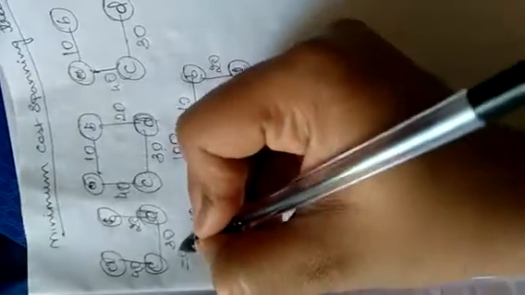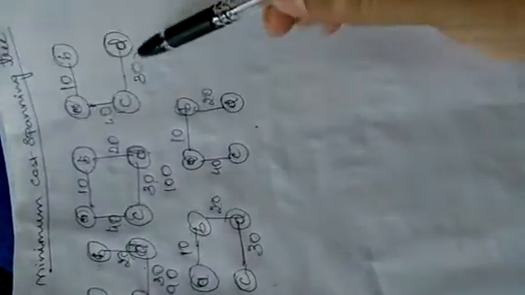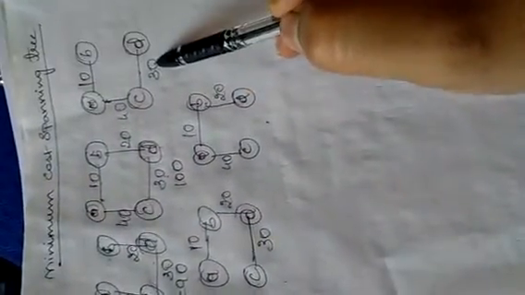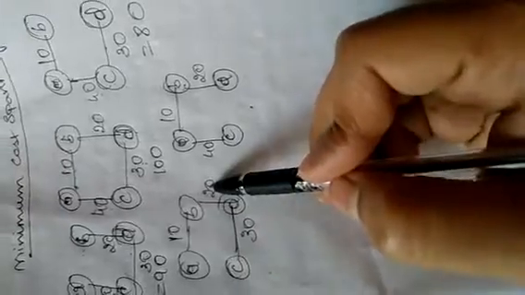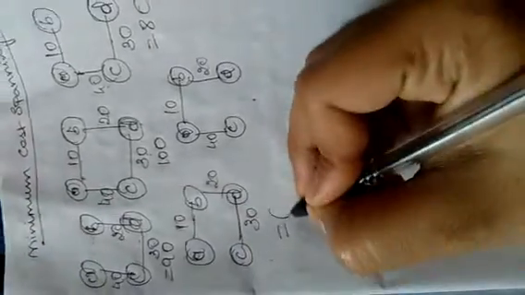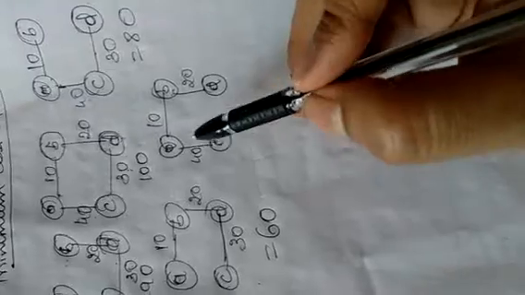70 plus 20 is equal to 90. Now this is 40 plus 30, 70, 70 plus 10, it is 80. What about this one? 10 plus 20, 30, 30 plus 30, this is equal to 60. Then 40 plus 10, 50, 50 plus 20, it is 70.